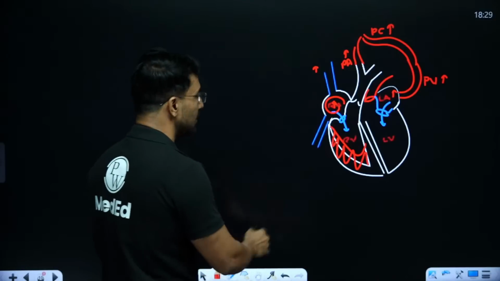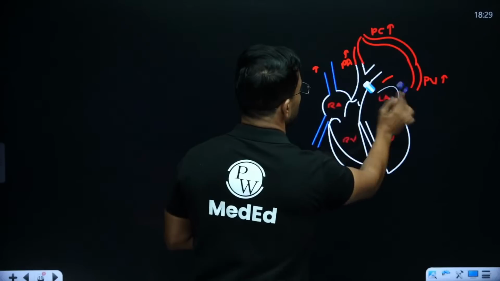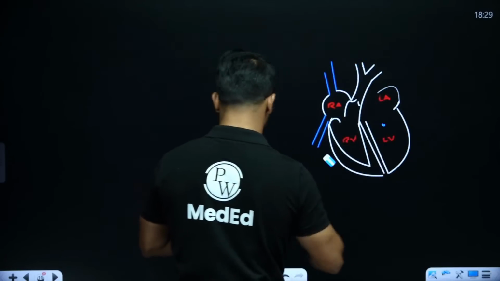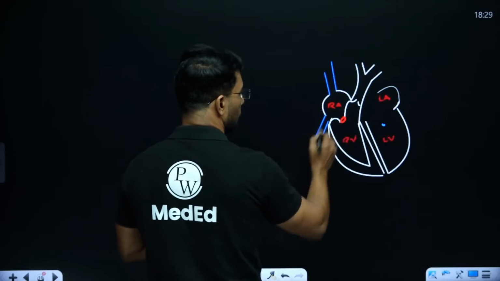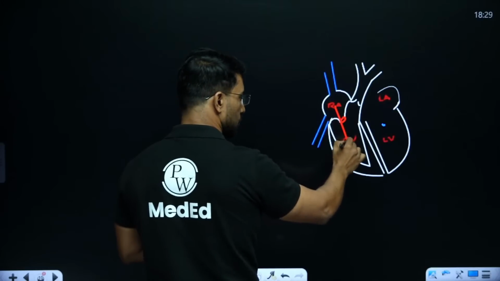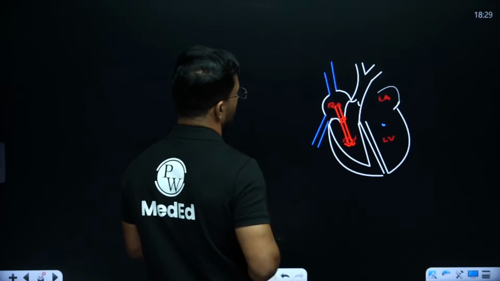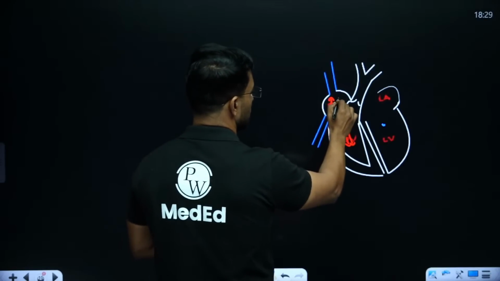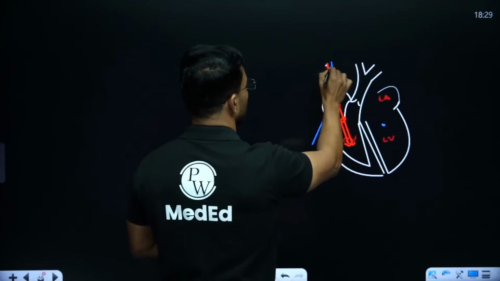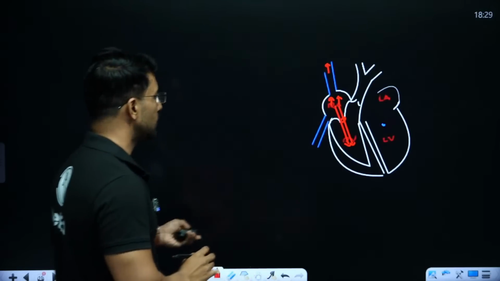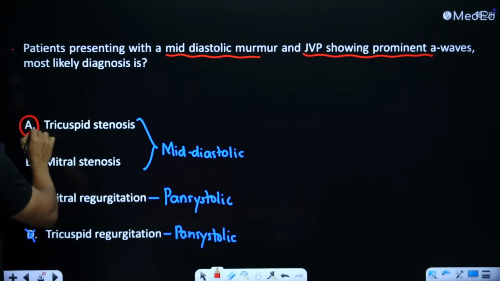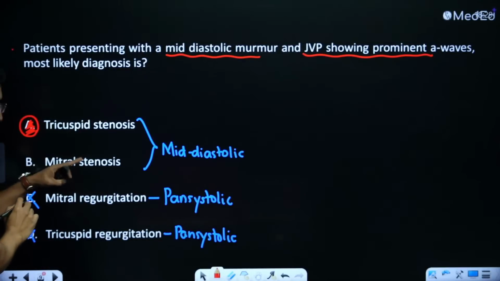But if I have tricuspid stenosis, as soon as I develop tricuspid stenosis, the opening is narrow, and the right atrium struggles to push the blood into the right ventricle. Pressure in the right atrium starts rising. It reflects on the JVP, right? So that's why we are going ahead with option A as the answer over option B.